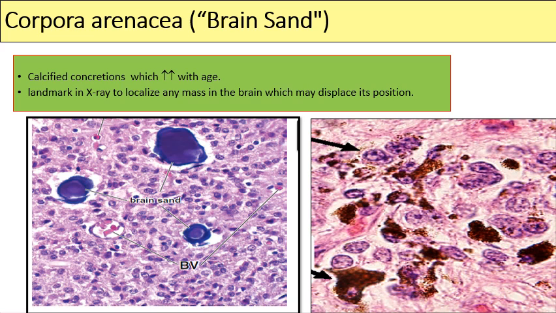Brain sand or psammoma bodies are calcified secretions which increase with age. They are psammoma bodies or brain sands. They are considered a landmark in X-ray to localize any mass in the brain which may displace their positions.